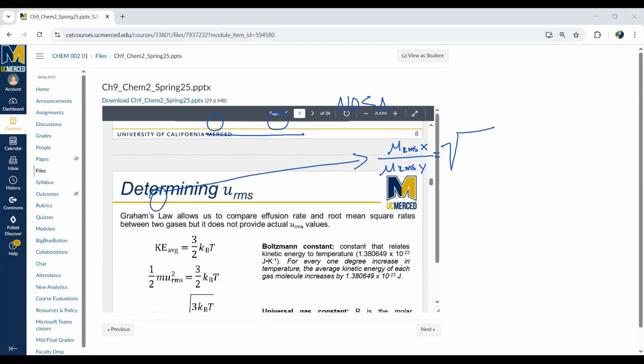NO, NO2, N2O4, N2O5. Oh, it needs to go the other way. Increasing speed. My bad. So I just need to change these around. So this is going to effuse the fastest. And this is going to effuse the slowest.